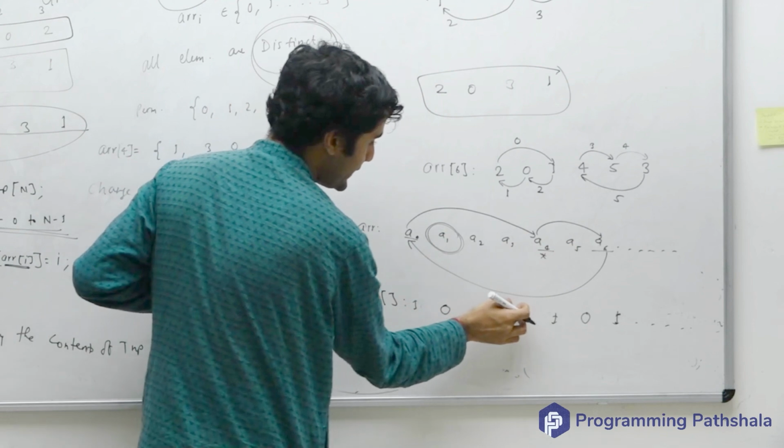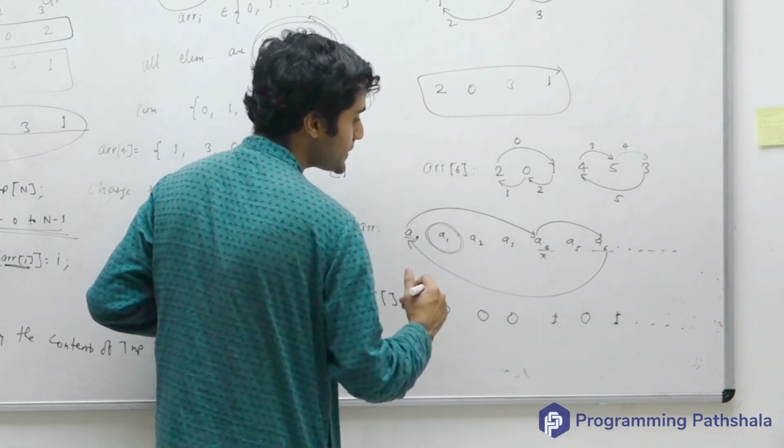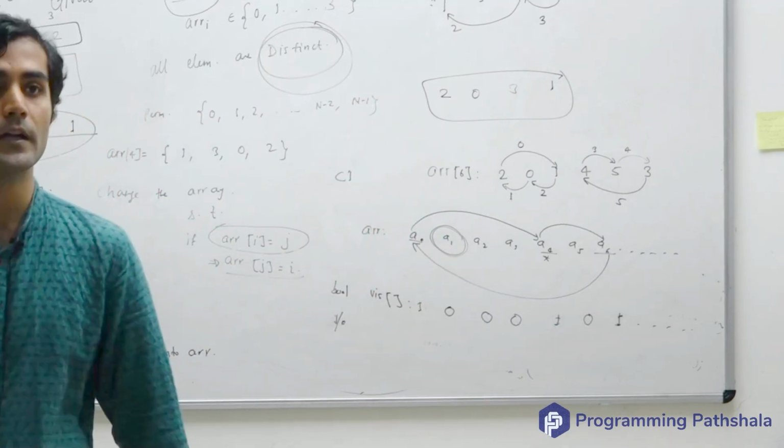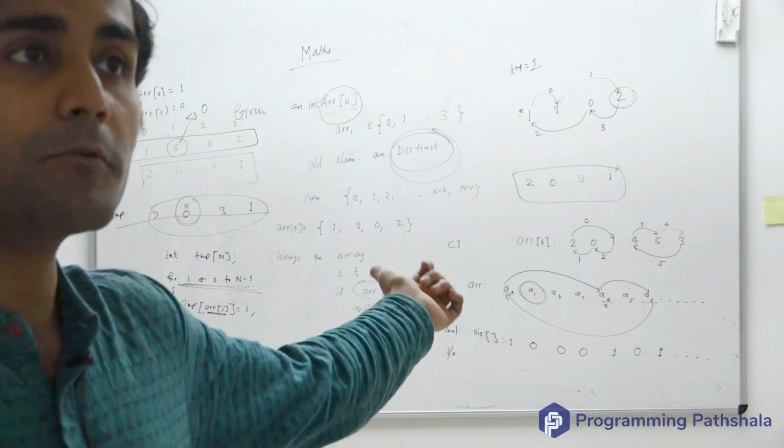But when iterating you come over here, you will see that hey, this value is 1, so this was already part of some other cycle, so I don't need to touch it again. So this way you will be able to achieve your target. So this is an easy way to get it done. But what is the problem with this approach?